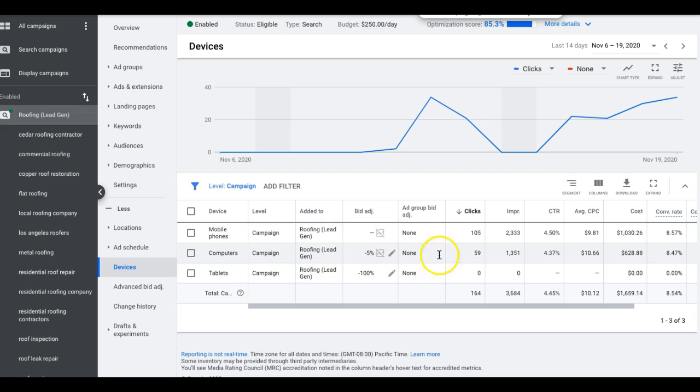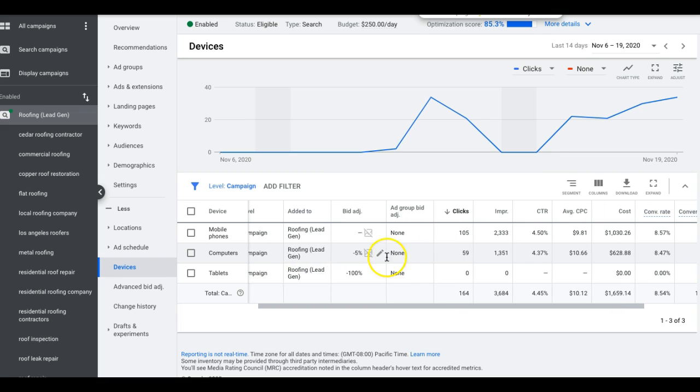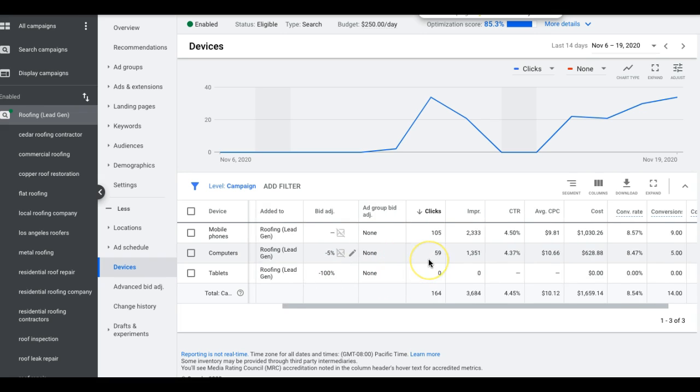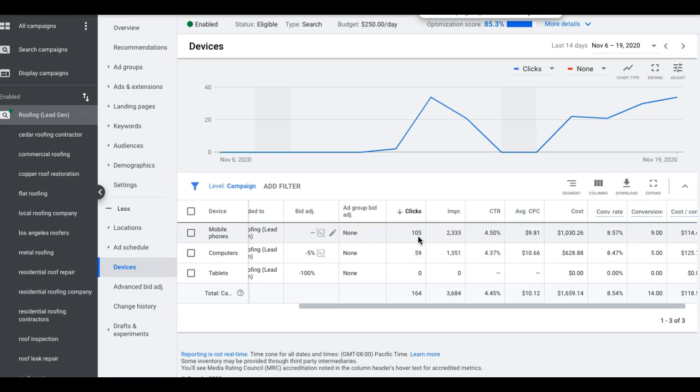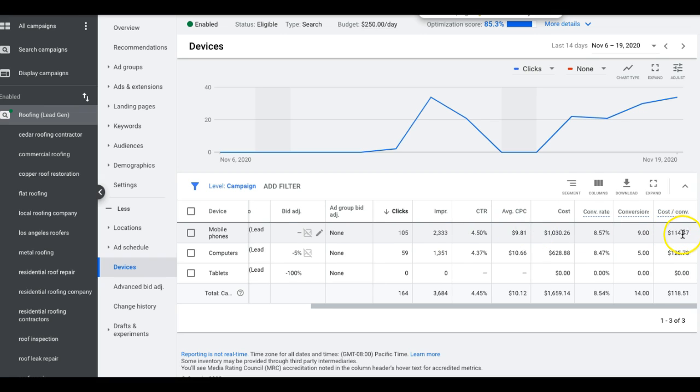Alright, so we are going after mobile traffic and desktop computer traffic. We've negative 100% out tablet traffic because it does not convert well for us in this instance, so we're just turning it off. 105 clicks for mobile traffic, 9 leads, $114 a lead. And we're doing a negative 5% bid on computers. That's 5 conversions for $125 a lead.